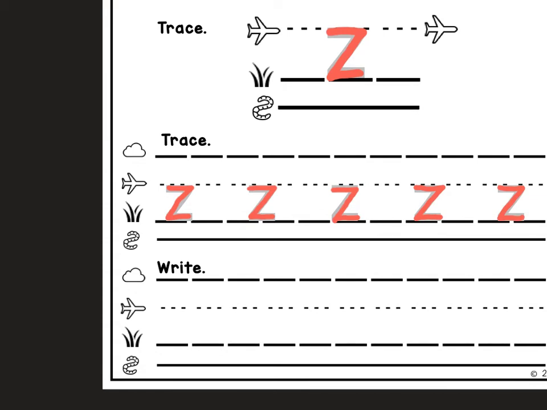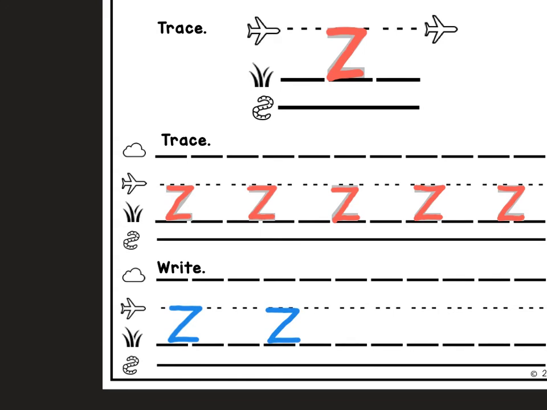Okay, switch to blue. Start at the plain line, go across the plain line, slide back, and slide across on the grass line. Okay, start at the plain line, slide across, slide back, and slide across the bottom on the grass line.